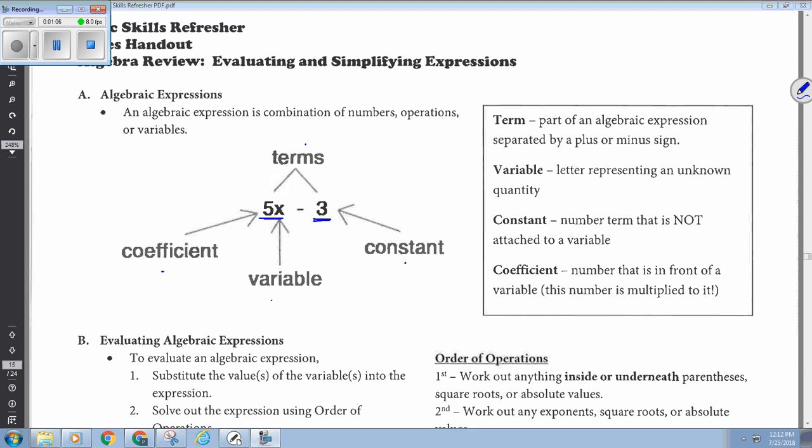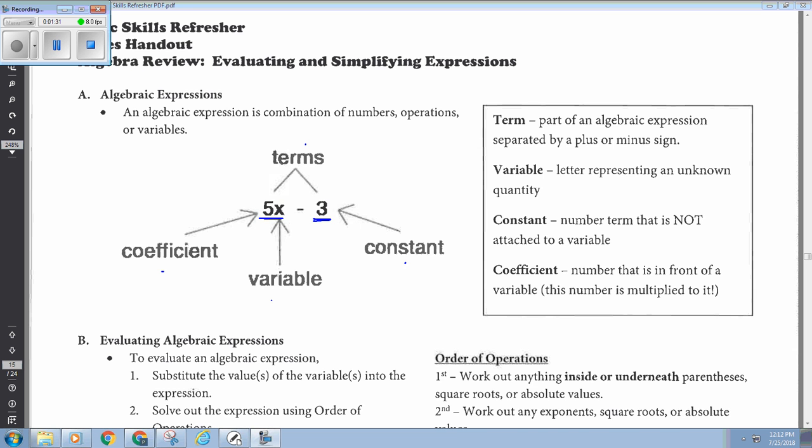Coefficient is a number that is in front of a variable. This number is multiplied to that variable. So 5x, the coefficient is 5. So that's 5 times whatever x is equal to. So, a brief overview of the individual parts of an algebraic expression.